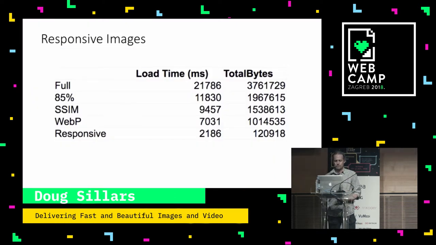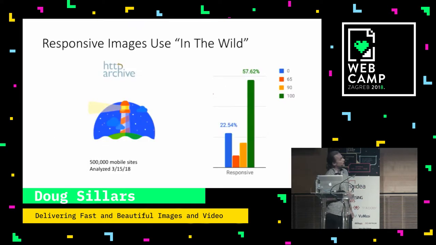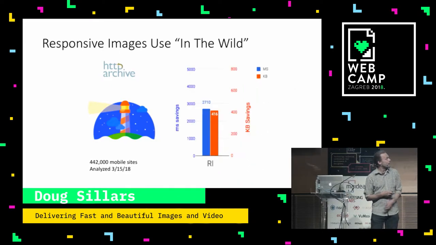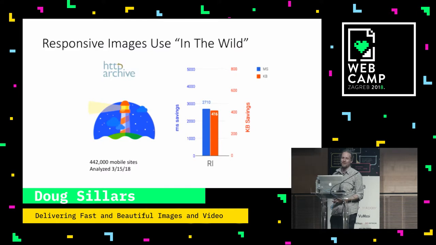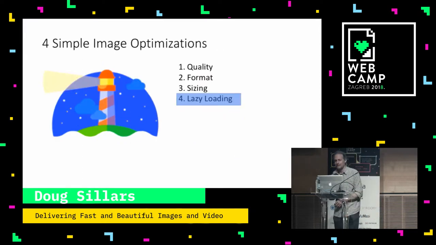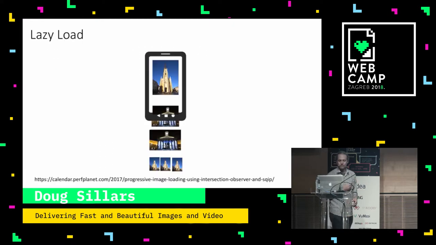So what happens now? There's a huge savings because now we've dropped the size of that image by a lot. From 1 megabyte to 120 kilobytes, it's now 5 seconds faster on loading. Kind of makes sense. This is fairly well implemented. You know, 60% are passing with 100%, but a full 22% are failing. Those sites that fail would be 2.7 seconds faster on 3G, another 416 kilobytes of savings. So those that aren't doing it, huge performance possibilities.